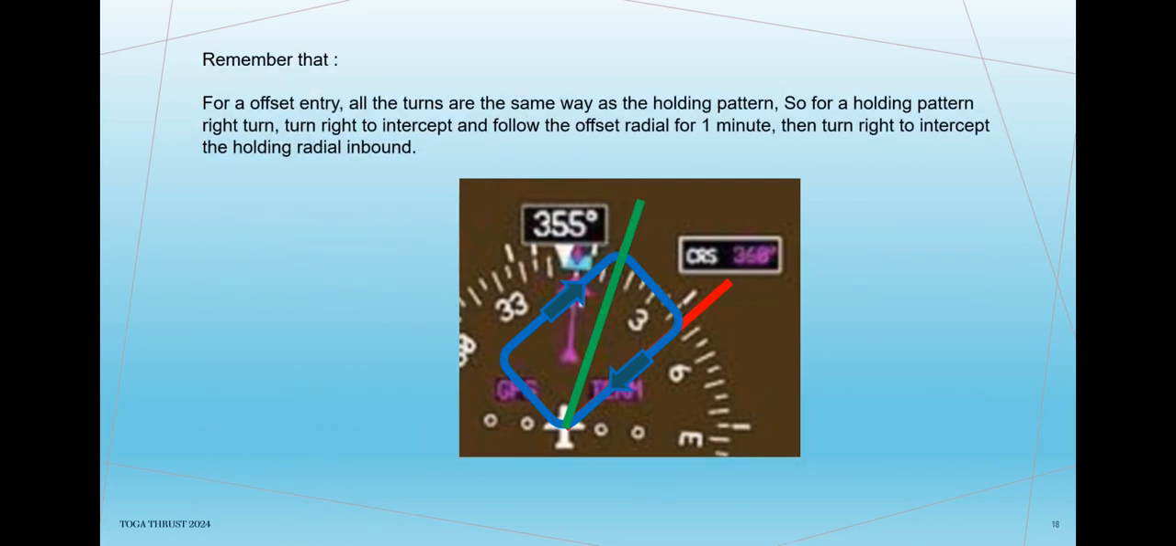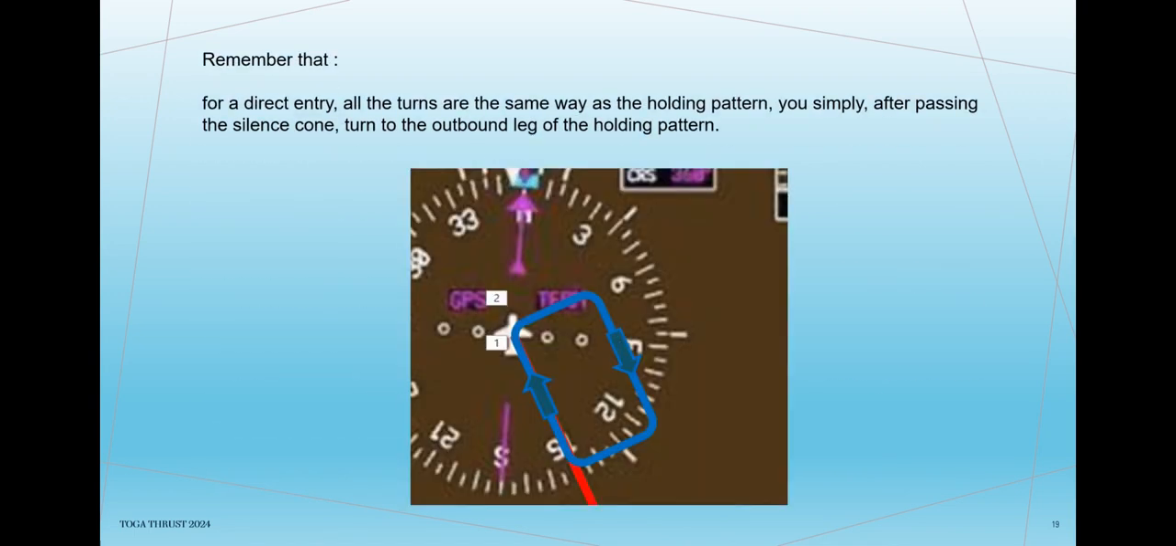Remember that for an offset entry, all the turns are the same way as the holding pattern. So for a holding pattern right, turn right to intercept and follow the offset radial for 1 minute, then turn right to intercept the holding radial inbound. Remember that for a direct entry, all the turns are the same way as the holding pattern. You simply, after passing the silence cone, turn to the outbound leg of the holding pattern.